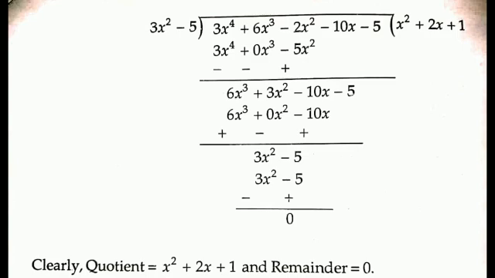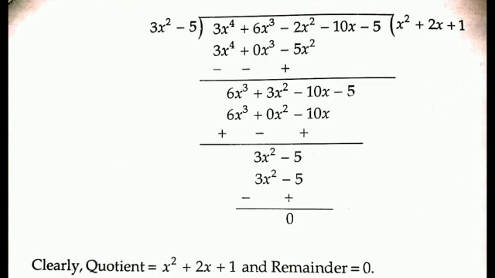So here we begin with the division process. In order to get the first term of the quotient, we will divide 3x raised to the power 4 by 3x square. So we get x square. Then we will have, after multiplying x square by 3x square minus 5, 3x power 4 minus 5x square. After simplification we are left with, for the next dividend, 6x cube plus 3x square minus 10x minus 5.